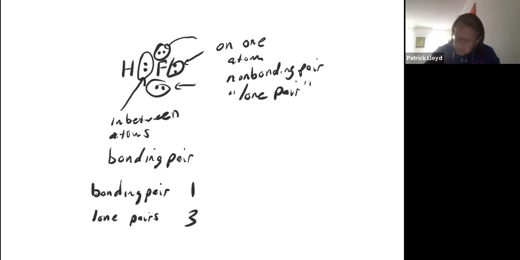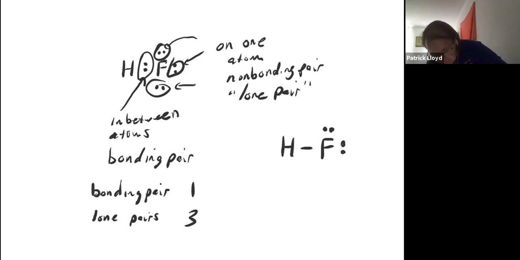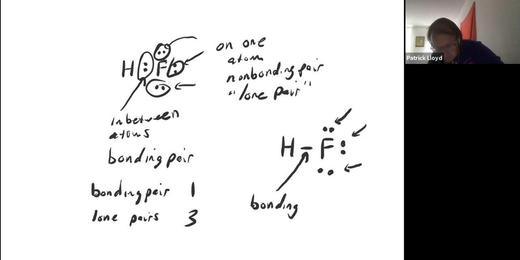It ends up being an important aspect of chemical bonding to talk about, to differentiate between these. Now I'm going to draw this in a slightly different way. I'm going to do it this way. Okay, so same thing. This is a bonding pair. And then these are lone pairs. Okay, that's using the line notation.